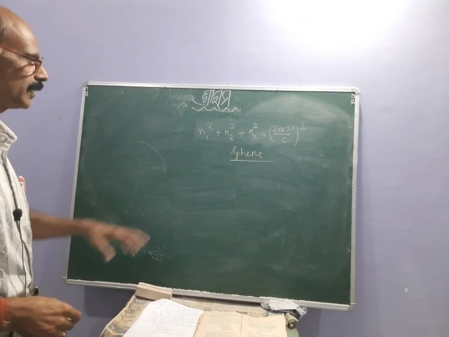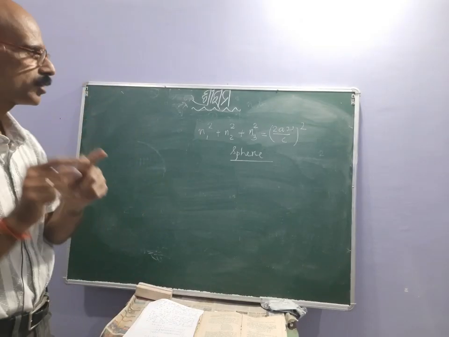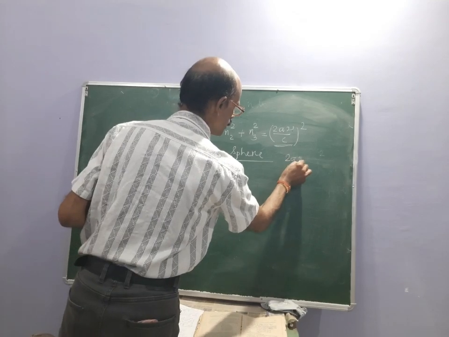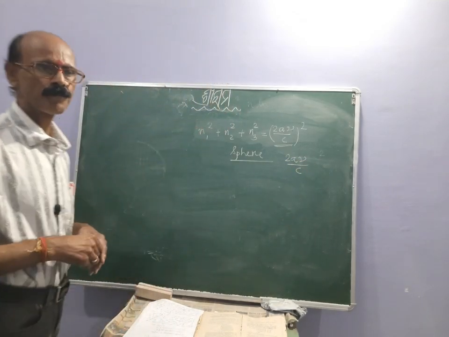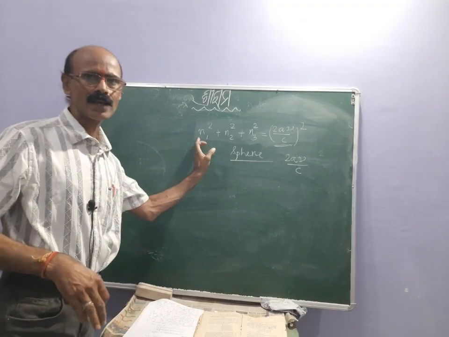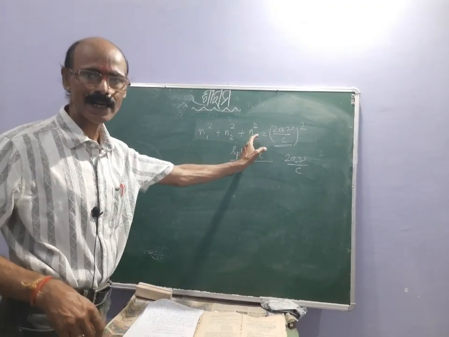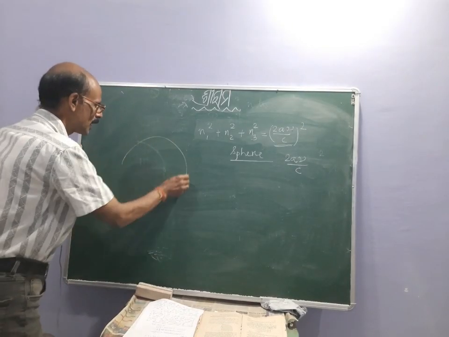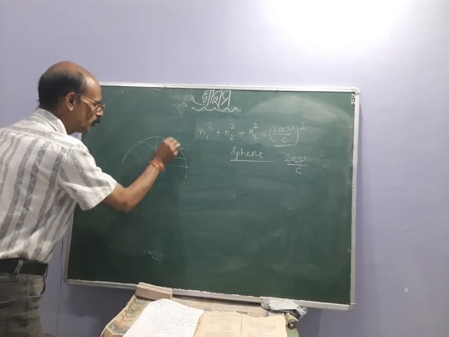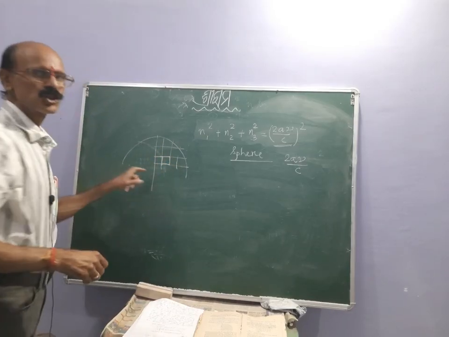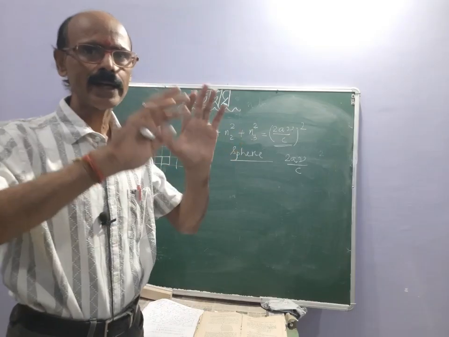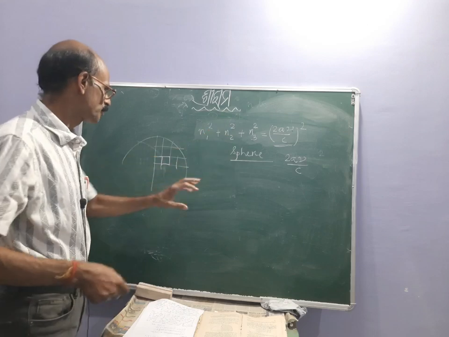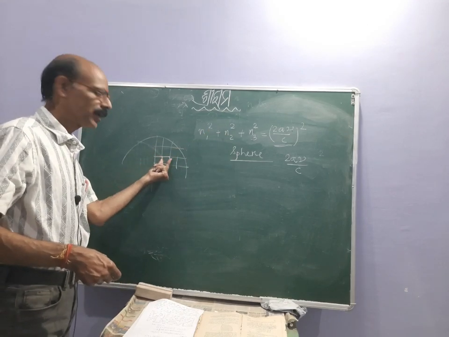It is the equation of a sphere with center at origin (0, 0, 0), and the radius of the sphere is 2aν/c. Now if we take n1 along the x-axis, n2 along the y-axis, n3 along the z-axis, then in this circle these are unit squares, and since it is a sphere, a three-dimensional geometrical figure, the squares will be replaced by something three-dimensional. In the circle, these are unit squares.